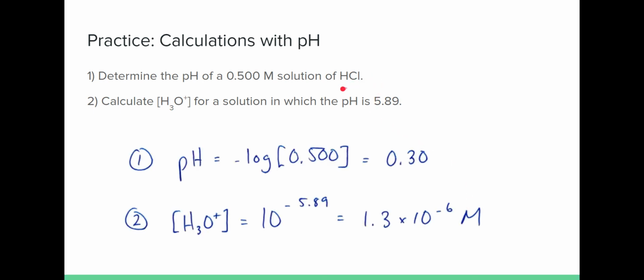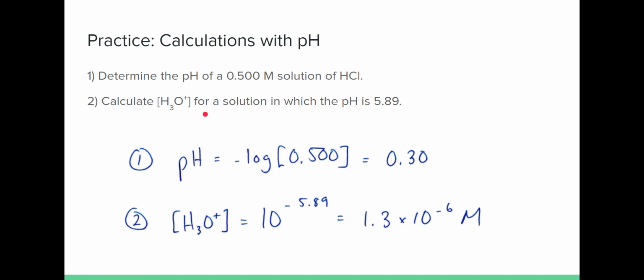Since I know that HCl is a strong acid, I can assume that the concentration of the strong acid is the same as H3O+. pH equals the negative log base 10 of 0.5, which comes out to be a pH of 0.30, which is a very low pH for a strong acid.